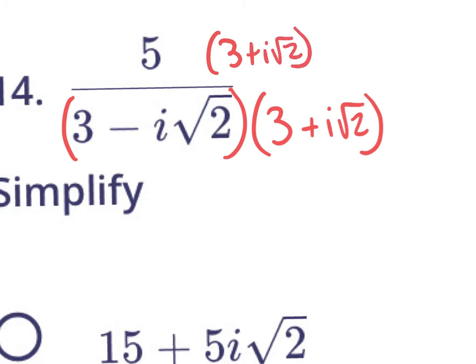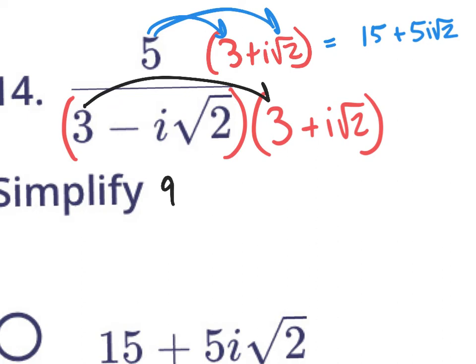So it's kind of like doing two separate problems, right? You're going to go 5 times 3 and then 5 times i√2. Might as well write the numerator answer here, 15 plus 5i√2. That's what we get up on top. Let's work out the bottom right here. When I go 3 times 3, I will get 9. When I go 3 times i√2, I will get positive 3i√2.